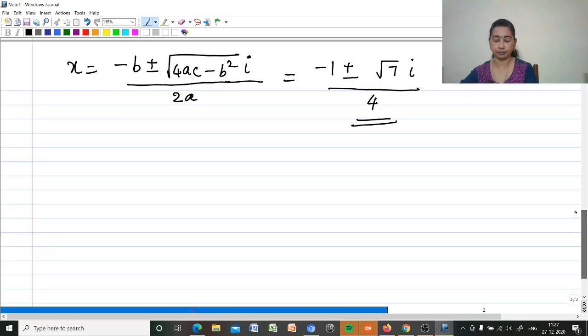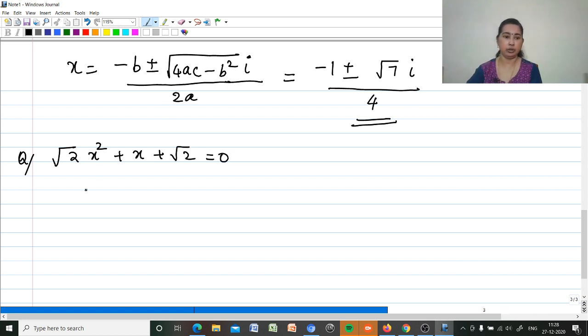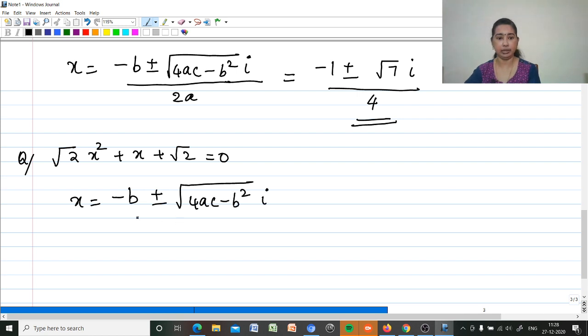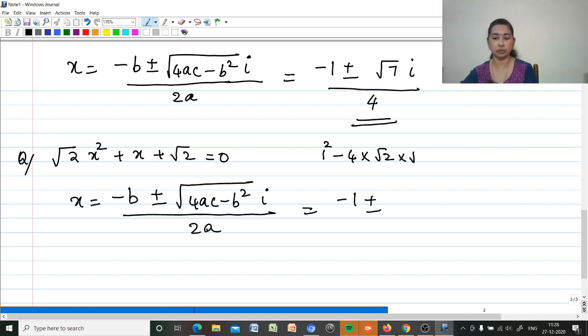Then next one, another question. Root 2 x square plus x plus root 2 equal to 0. So x can be written as minus b plus or minus root of 4ac minus b square, into i, divided by 2a. So minus b means minus 1 plus or minus. How much is b square minus 4ac? B square is 1, so 1 square minus 4 into a, which is root 2, c is also root 2. That is 1 minus 4 into 2, which is 8, so that is minus 7. So we can write this as root 7 i divided by 2 root 2. It's very simple.